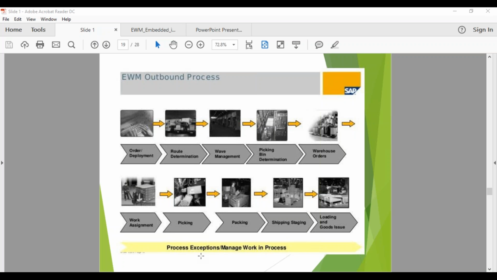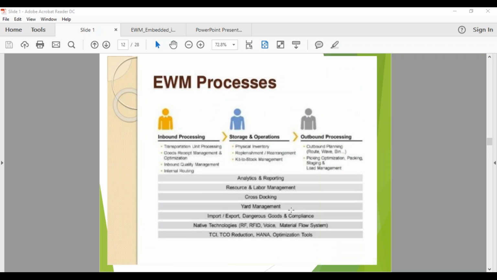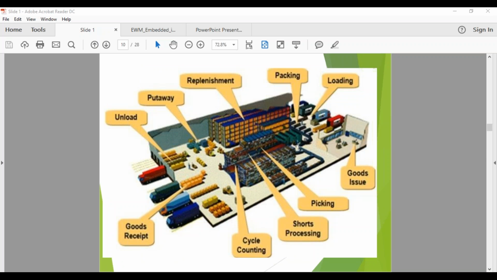Or else if the customer has some specific packing which has to go, then we'll do that specific packing, and then we'll move it, and it will reach the shipping area. From the shipping area, it will be loaded into the transportation unit.